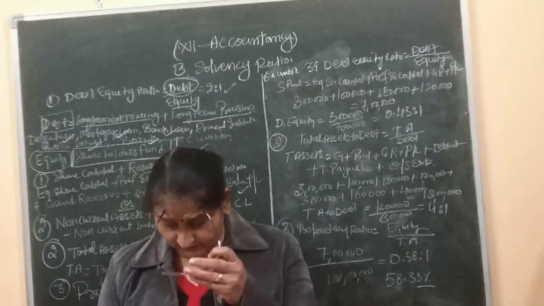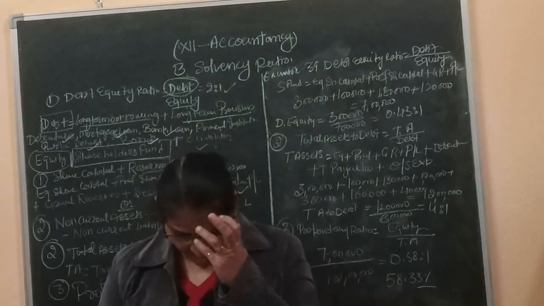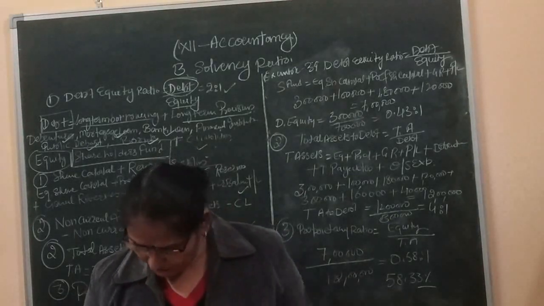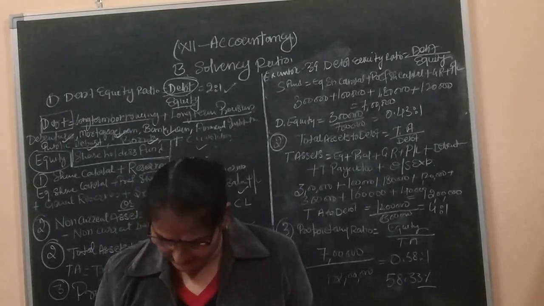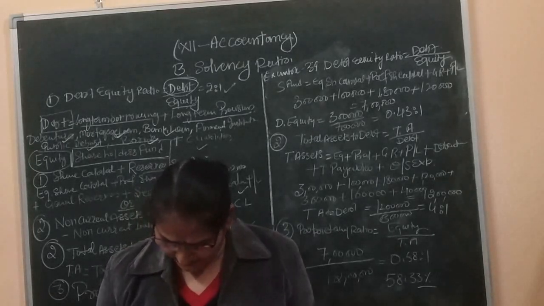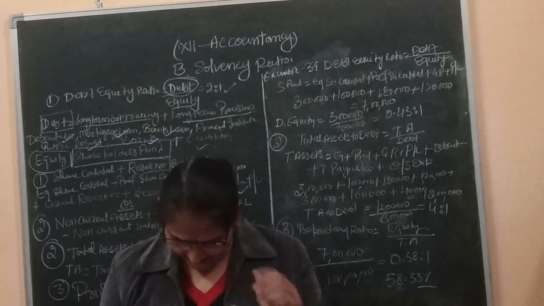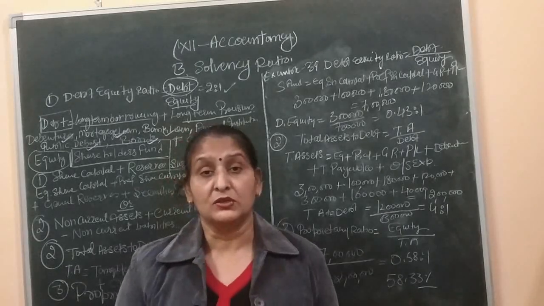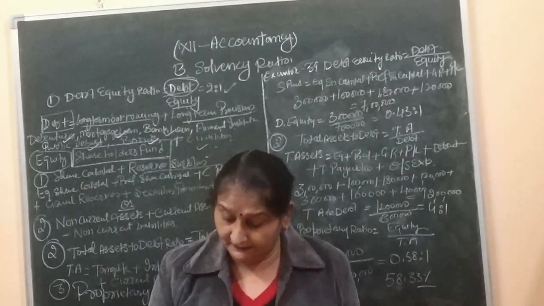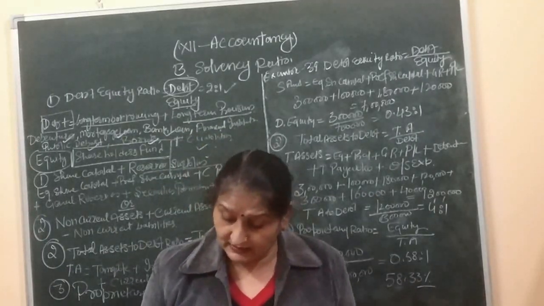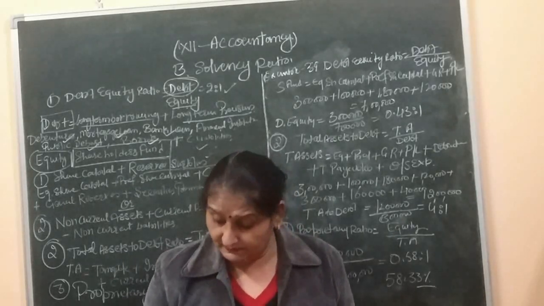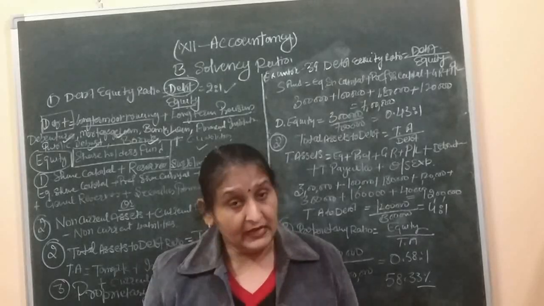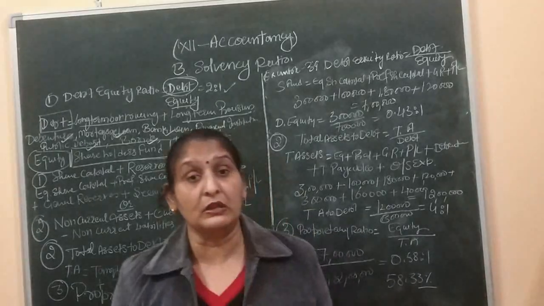In this question we have to find out all the three ratios: debt equity ratio, total assets to debt ratio and proprietary ratio. The information given is equity share capital, preference share capital, general reserve, P&L account, debentures, trade payable and outstanding expenses. Debentures are included in the long term debt. It means the total long term debt is 8% debenture with rupees 3 lakh, and with this information we have to find out all the three ratios.